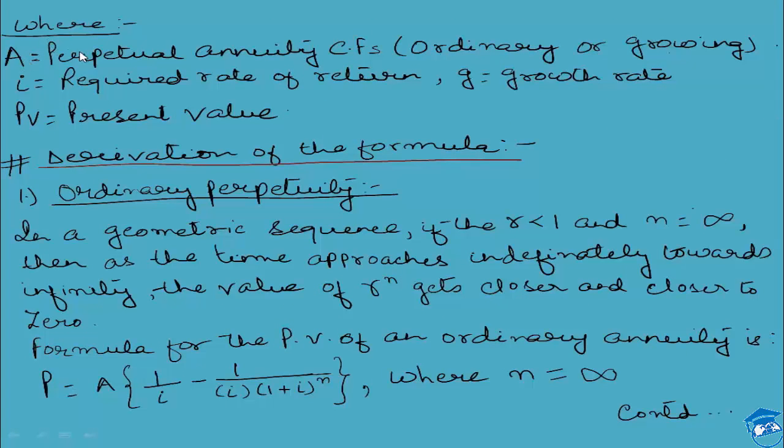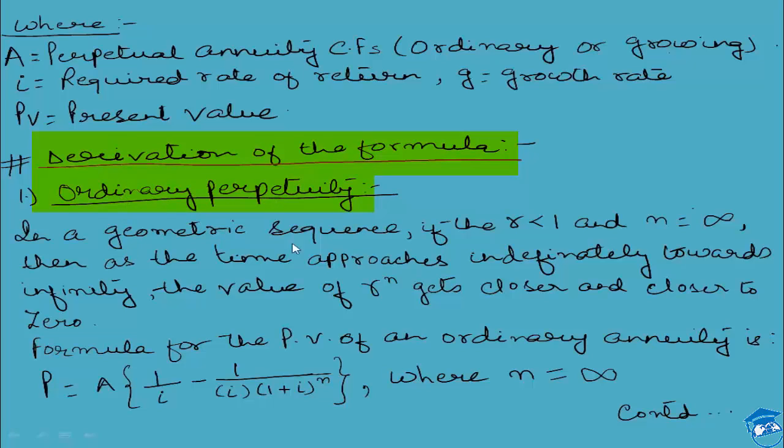The legends say that A is equal to perpetual annuity cash flows, which may be either ordinary or growing. Obviously, A stands for capital A. It mainly refers to the annuities, whether they are ordinary or growing. I is the required rate of return or discounting rate. G is the growth rate. PV is the present value. That goes without saying.